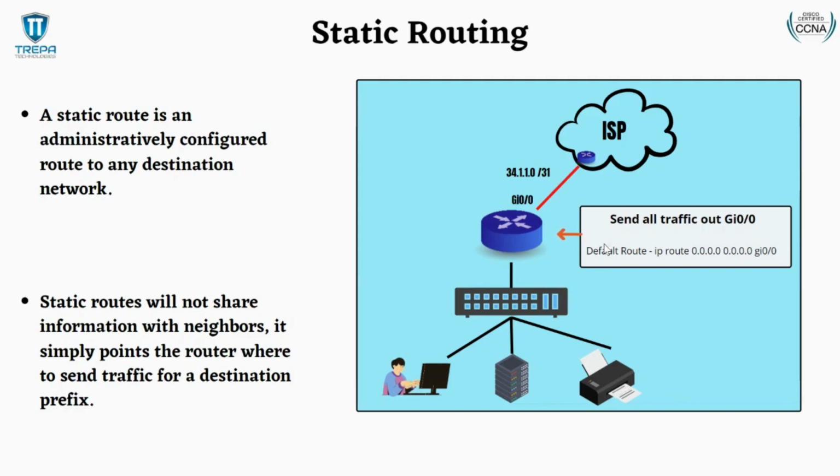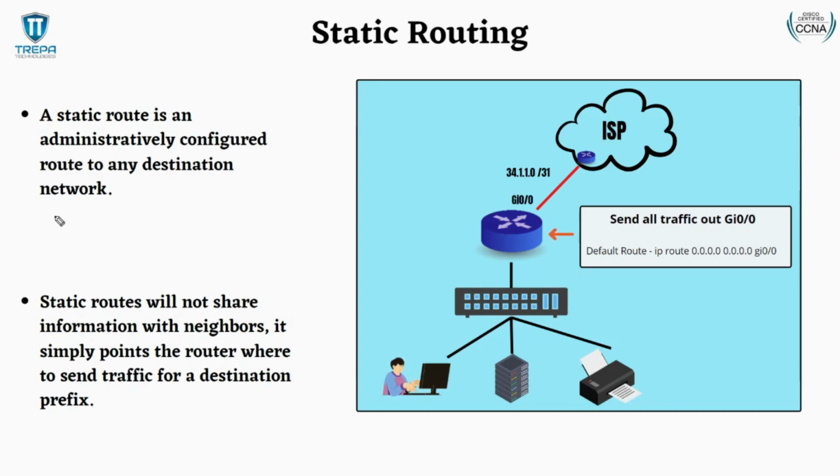So a static route is an administratively configured route to any destination network. Static routes will not dynamically share information with neighbors. That's not the point of static routes. This simply just tells a router where to send traffic for a destination prefix, right? You tell it where the exit interface is, where the next hop is, if a destination IP needs to go out that router. So if a user needs to reach this area, go this way. That's essentially the logic behind a static route.